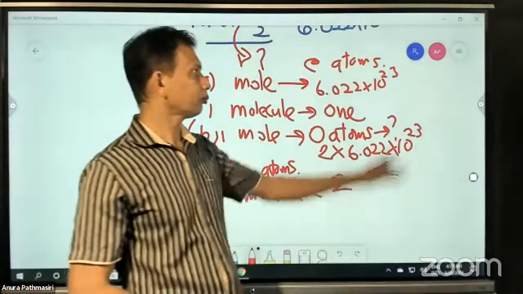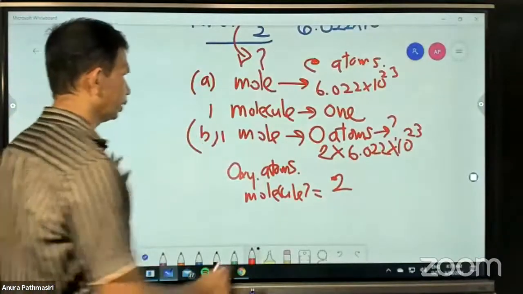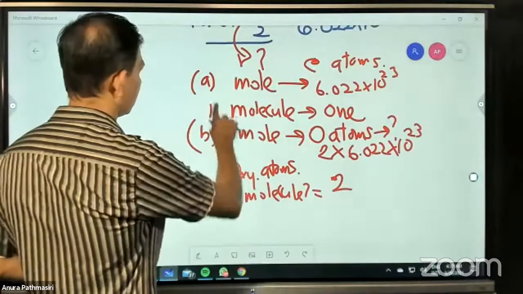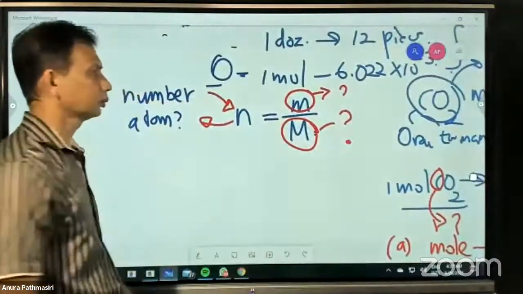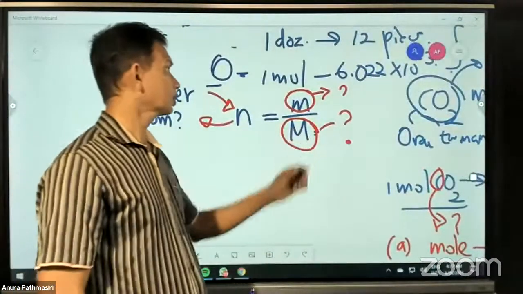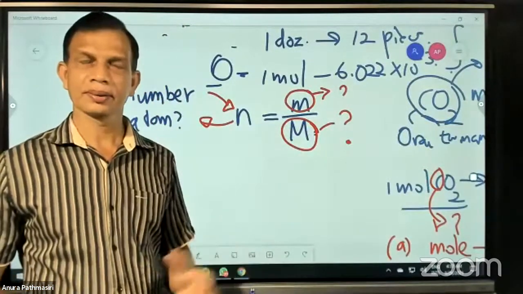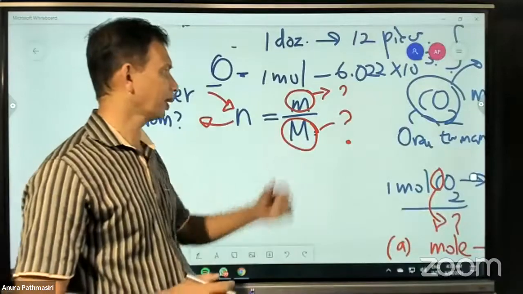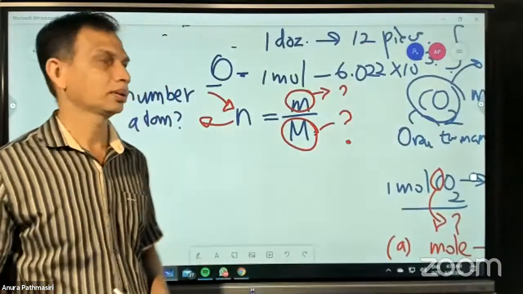Now, I am going back. We got some doubts here. What is the molar mass? What do you mean by molar mass, and what is the relationship with that?